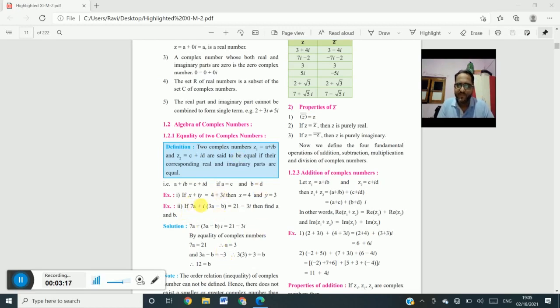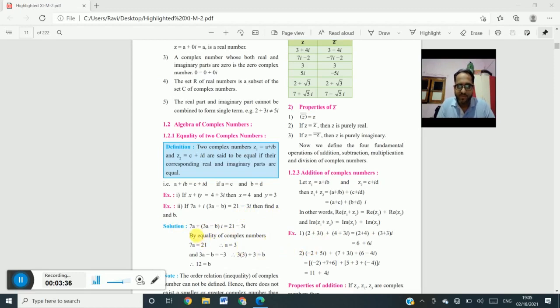So using this equality we can solve the example, right? See this, if x plus iy equals to 4 plus 3i, then x equals to 4 and y equals to 3. If 7a plus i into (3a minus b) equals to 21 minus 3i, then find the value of a and b. So equating the real and imaginary parts, we can find the value of a and b.